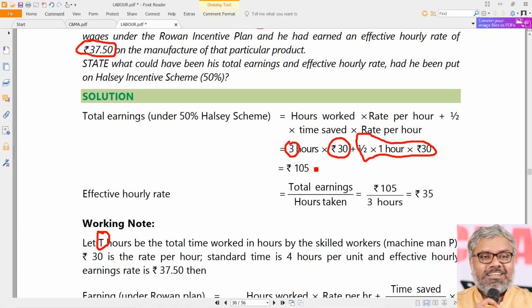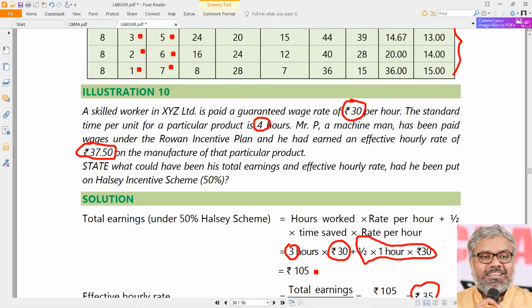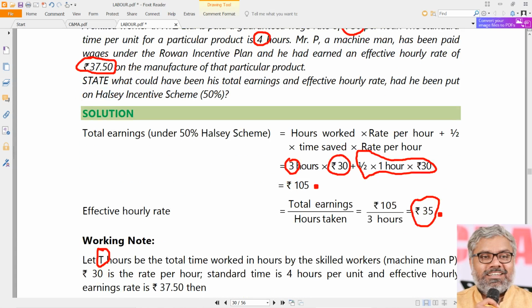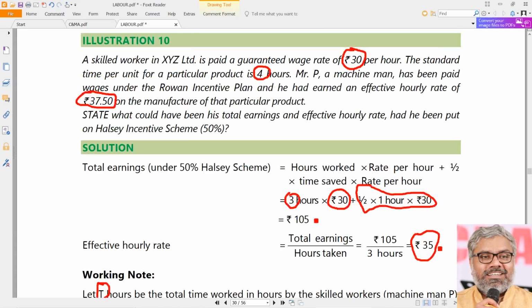But what will the effective hourly rate be? 105 divided by 3 hours. So that comes to 35 rupees as the final answer. That is the effective hourly rate under Halsey plan. So the question gave already the effective hourly rate under Rowan plan, that is 37.5, and it is asking the effective hourly rate under Halsey plan. Directly you cannot get it. Straight away there is no link there.